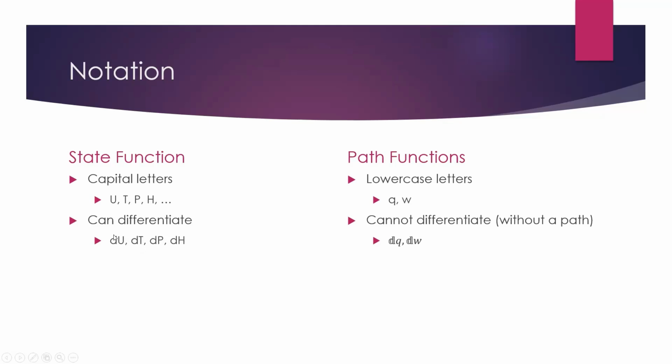So we can see this in terms of dU, dP, dT, dH. We can also see this as delta U, delta T, delta P, and delta H. So we can have a change in any one of these processes from state 1 to state 2. Path functions don't follow these same rules.